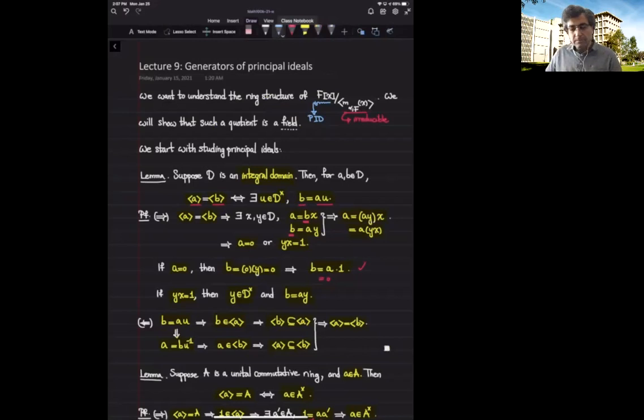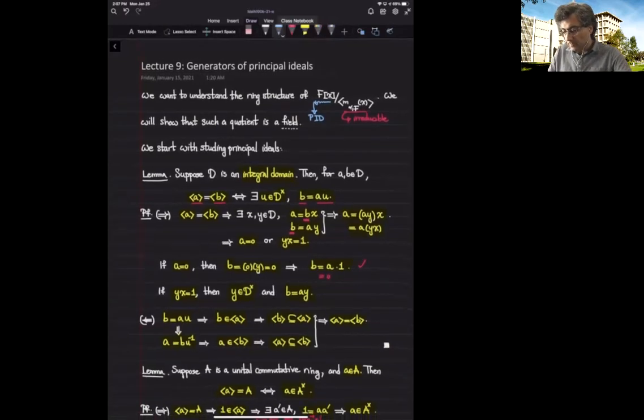Okay, so the next series of lemmas that we are going to prove have this theme in them: how much information remains when passing from an element A to the ideal generated by A? How much information do we still have? What information are we losing?